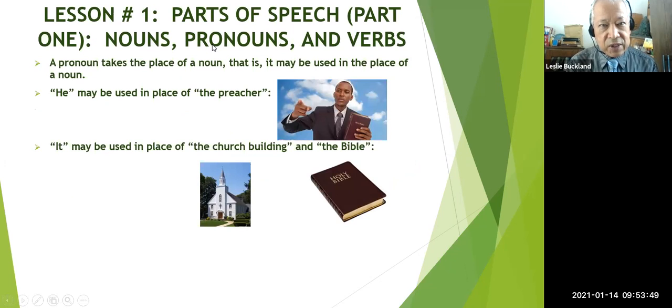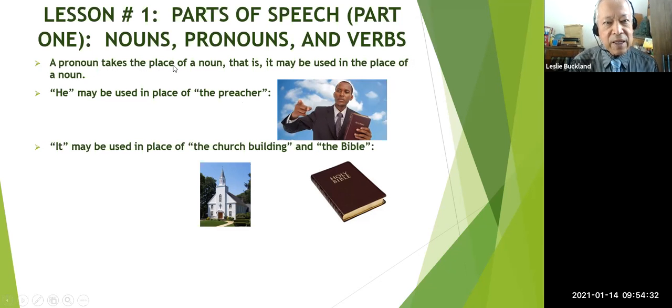We are now looking at the second part of speech, and that is a pronoun. A pronoun takes the place of a noun, that is, it may be used in the place of a noun. So instead of saying the preacher every time you speak or write, you can say the preacher one time, and then afterwards you can use the pronoun he, and you know that he is referring to the preacher. So you do not have to say the preacher all the way through your speech or your writing.